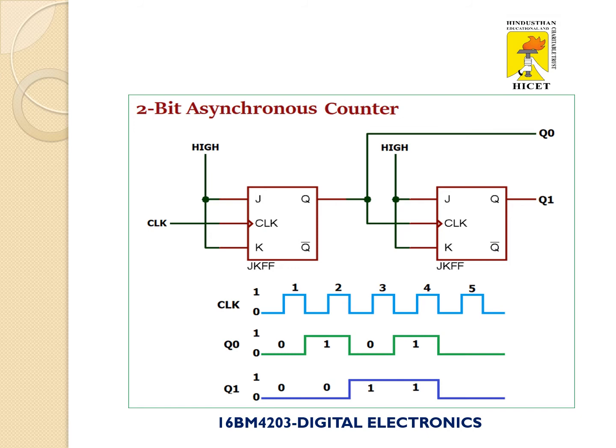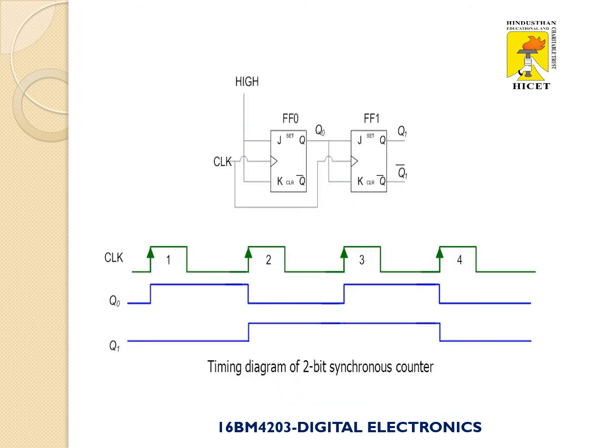So now the counter is counting in up sequence 0 1 2 3. Again, if you analyze the fifth stage, that will be 0 0. The counter resets, then the cycle continues. This is the operation of a 2-bit asynchronous counter. Now I am going to explain the 2-bit synchronous counter.